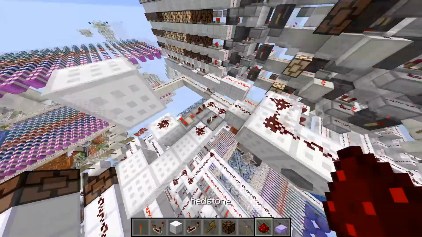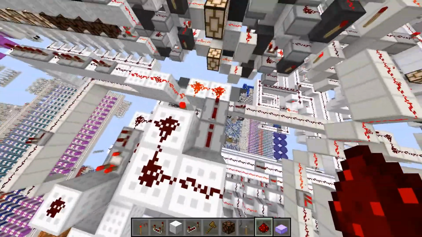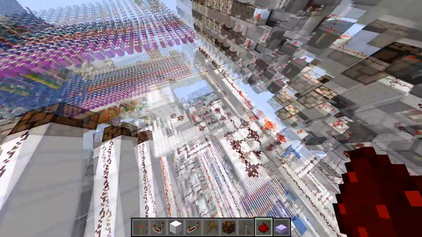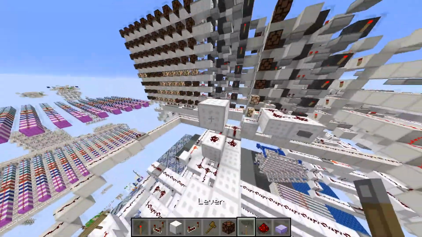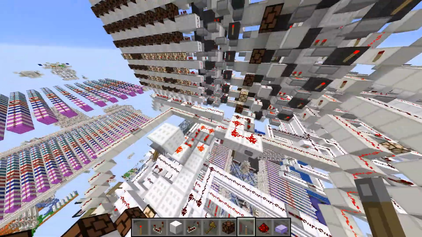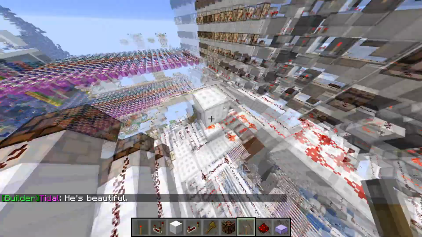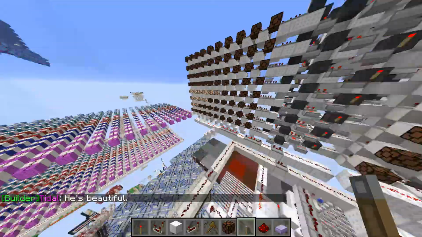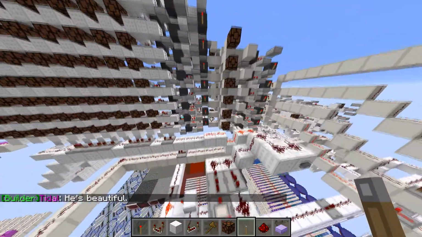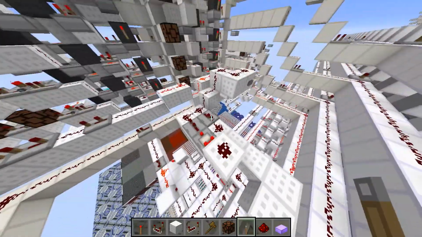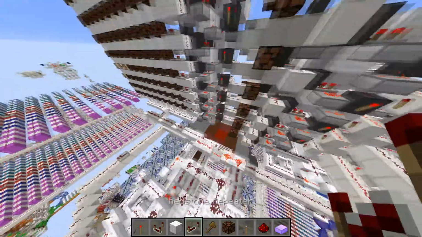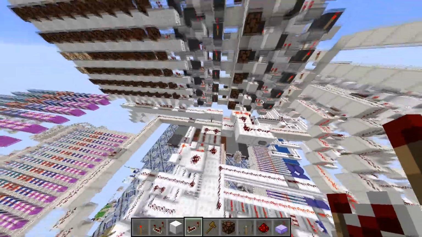Why is this? Oh, okay. Let's see what happens if we do it like this. There we go. Okay, so that doesn't work. So yeah, it's looking like 5 ticks is the speed of this thing. Any more than that, or any quicker than that, and it begins to derp.